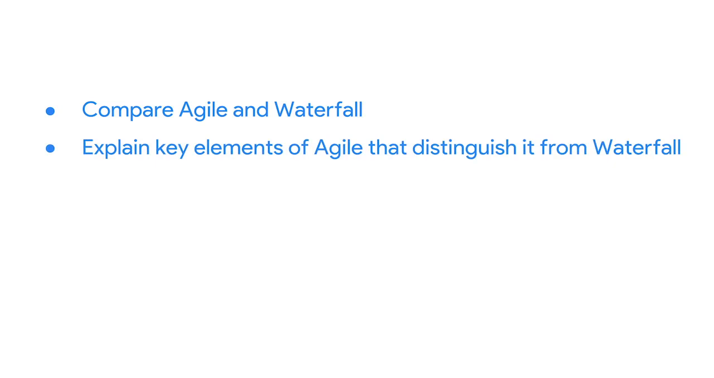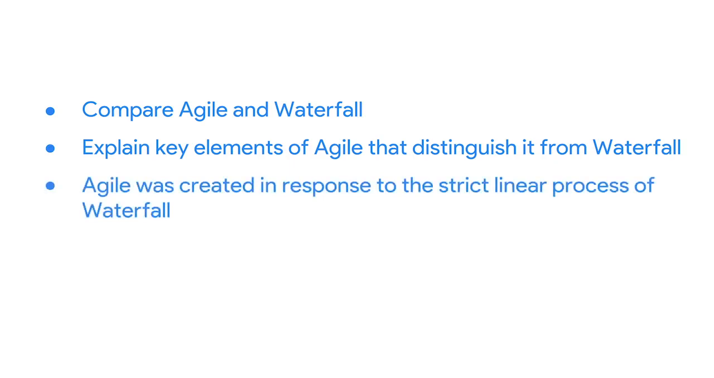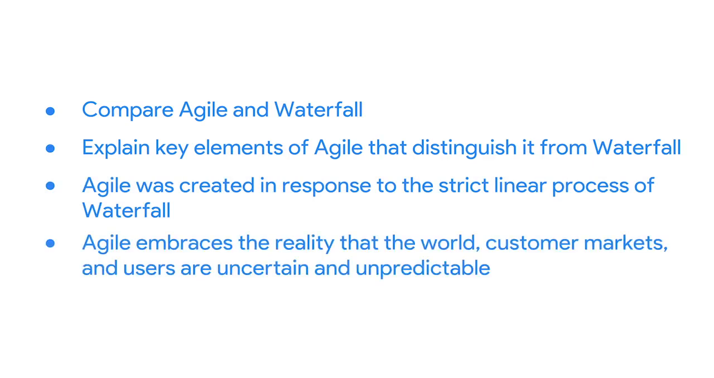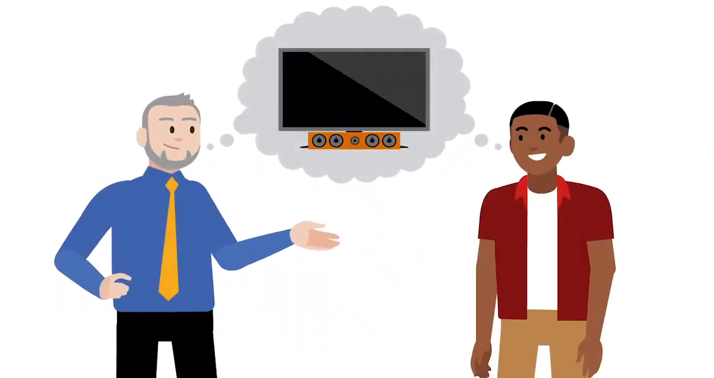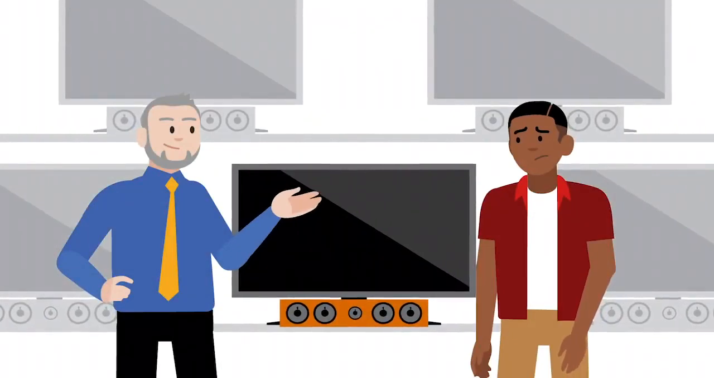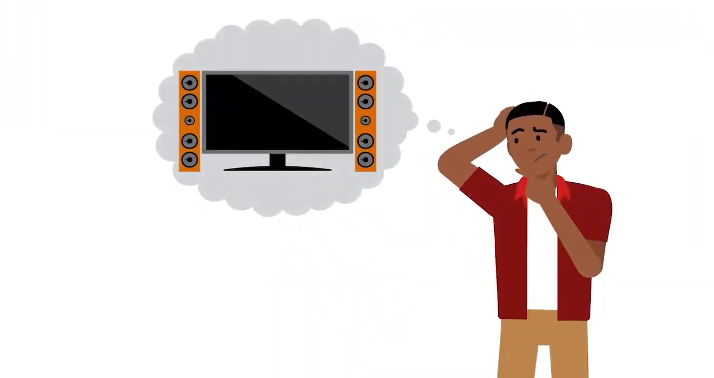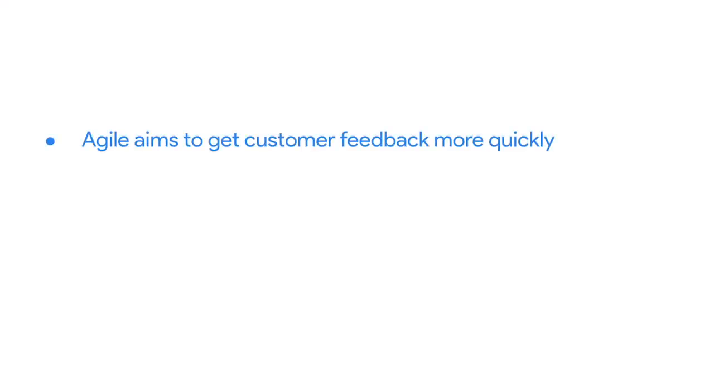So, as I mentioned in the history lesson, Agile was created in response to the strict linear process of Waterfall. While Waterfall aims for predictability and tries to avoid change, Agile embraces the reality that the world, markets, and users are uncertain and unpredictable. For example, your customer might say they want feature A, but when the final result is delivered, they realize they actually wanted feature B. Agile aims to solve that problem by getting customer feedback more quickly to make sure that the team is building what the customer really wants.